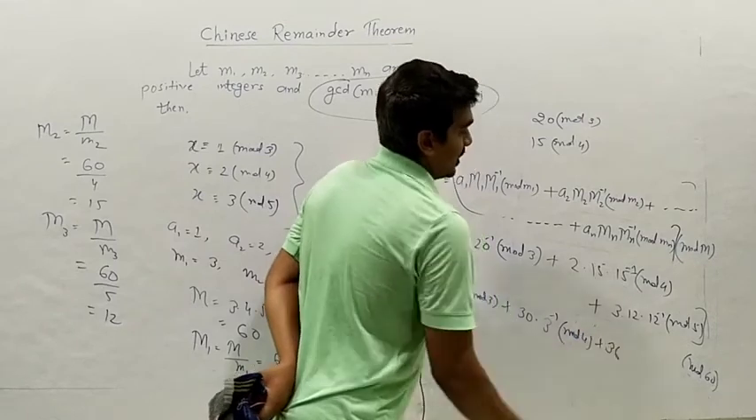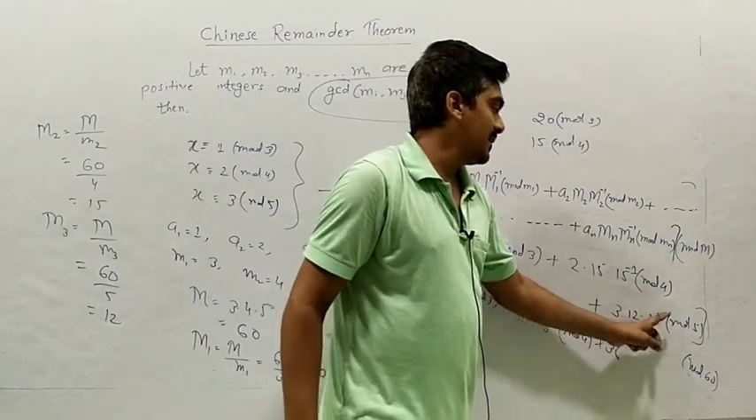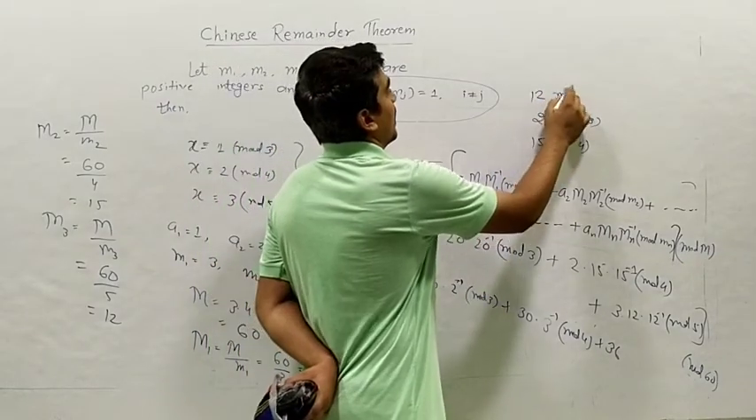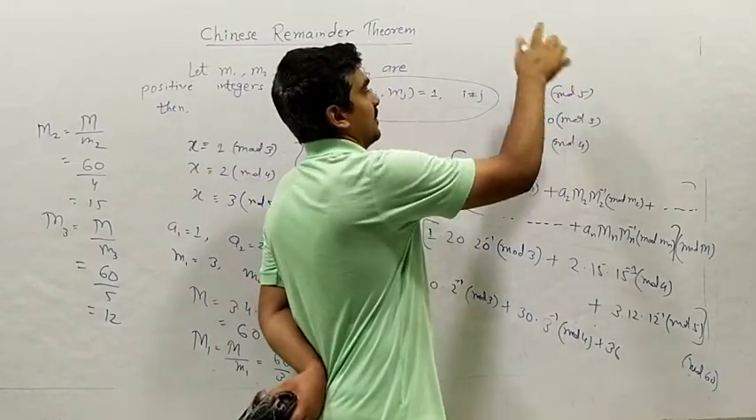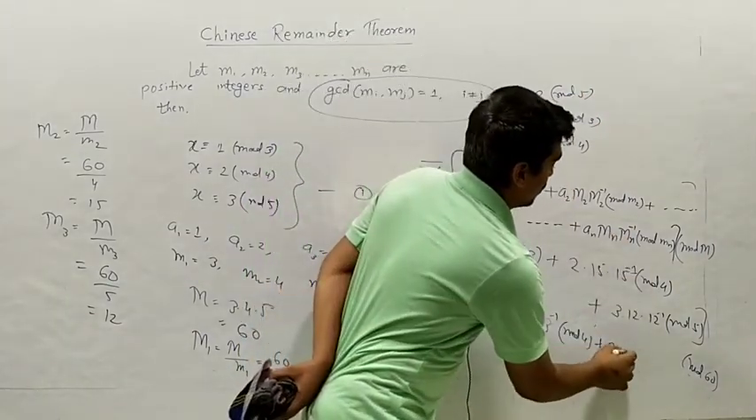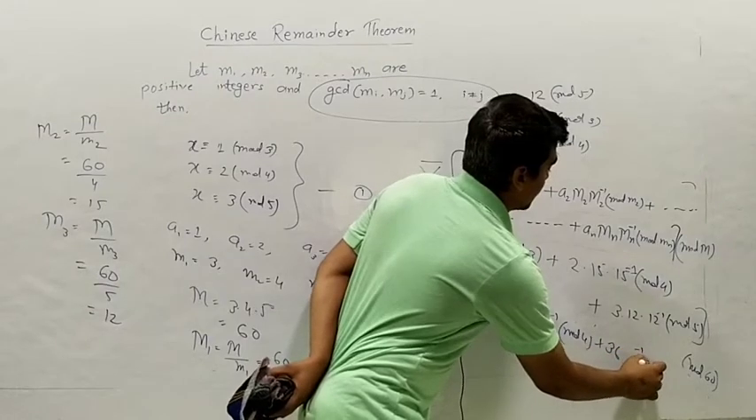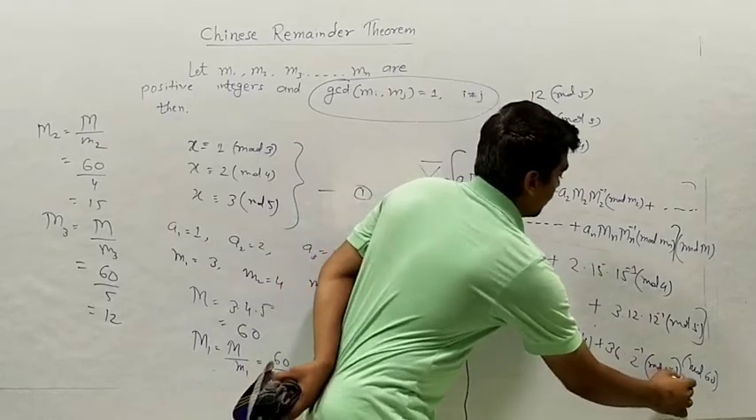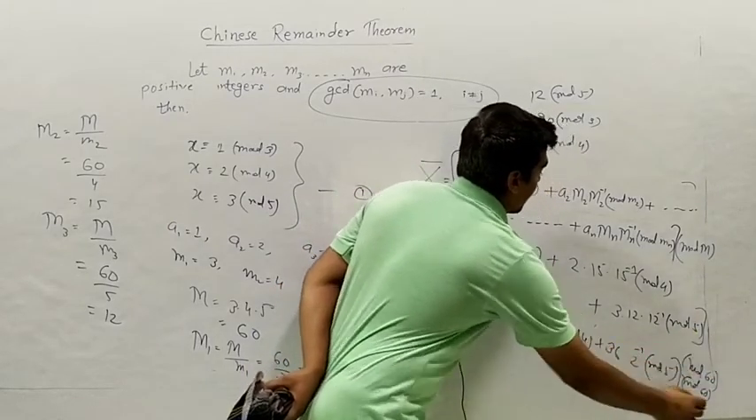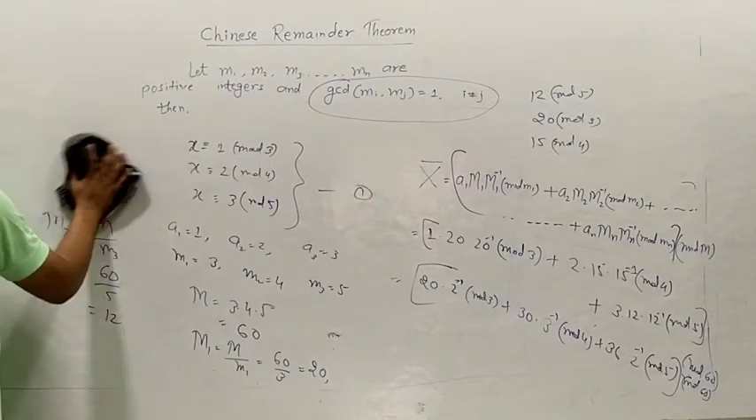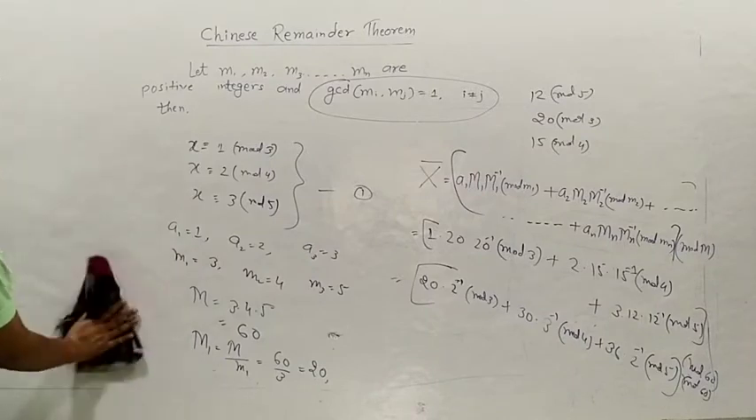12 3 is a 36. What is 12 inverse modulo 5? First we find what is 12 modulo 5. Divide 12 by 5 and get remainder, that is 2. So 12 inverse can be written as 2 inverse modulo 5, and whole term is taken over modulo 60. Okay friends, so I erase this portion.